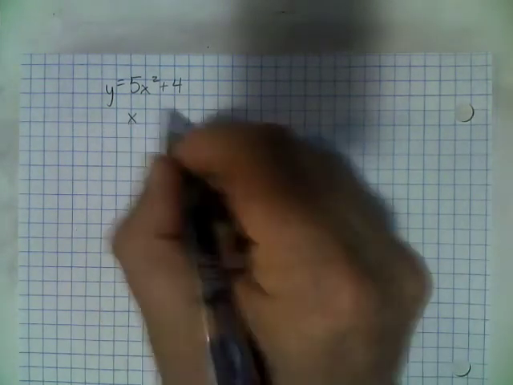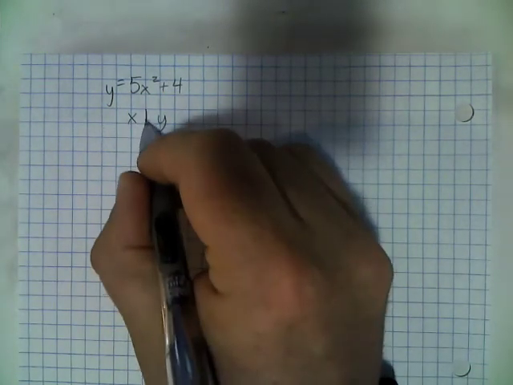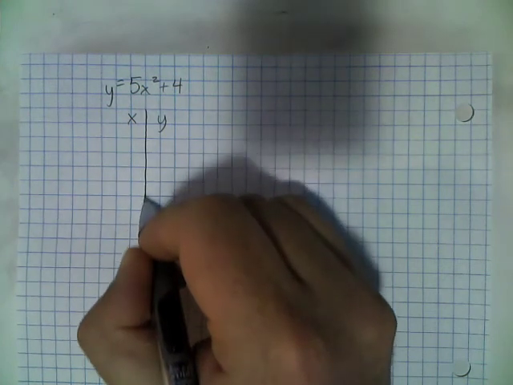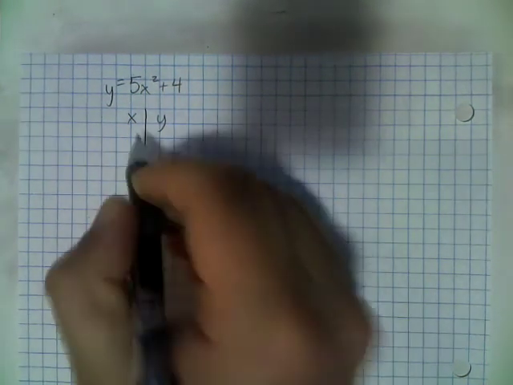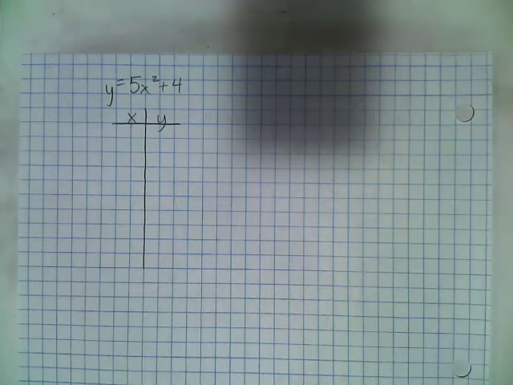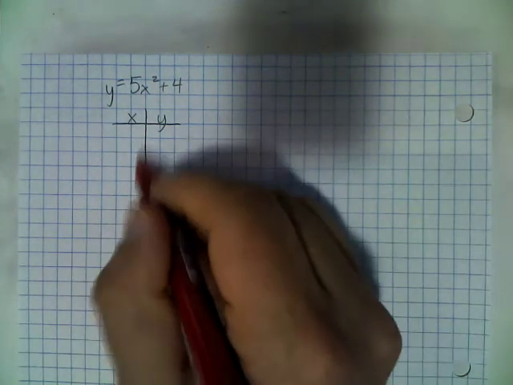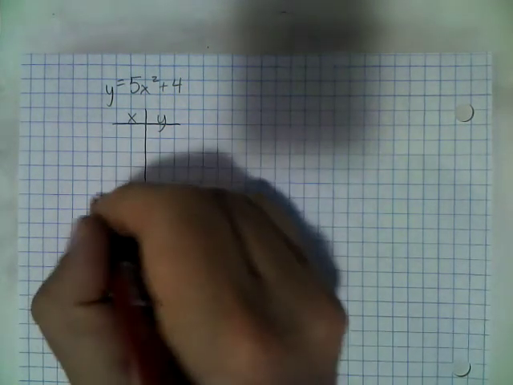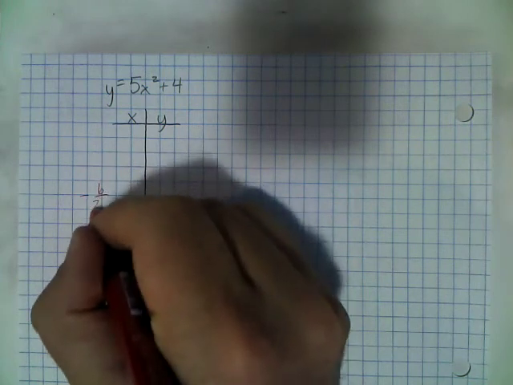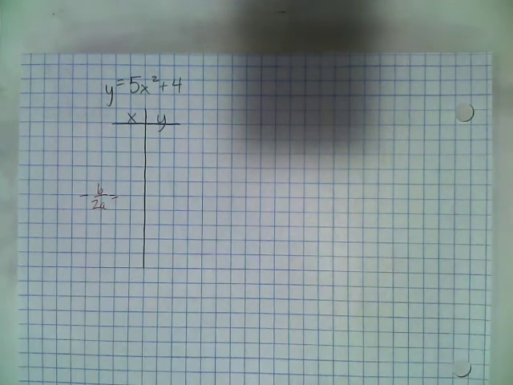So just like the others, we're going to start with our table of values. 1, 2, 3, 4, 5 points we need at least. And in the middle here, there's my first, second, there's my third, we're going to put our axis of symmetry.